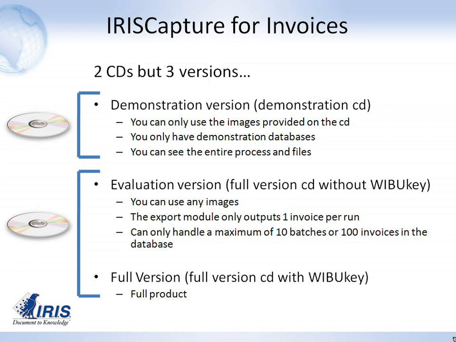With the full production CD, we can actually run in two different modes, evaluation and full. Now the difference between the two is whether or not you've plugged in the Wibu key. Wibu keys are a protection mechanism for software. If you have the Wibu key plugged in, you have the full version. If it's not plugged in, you have the evaluation version.